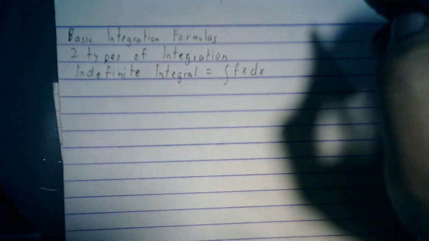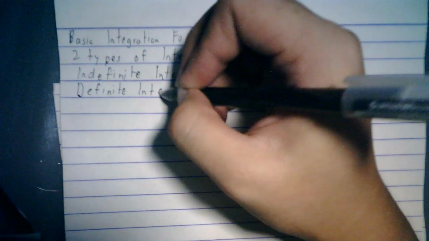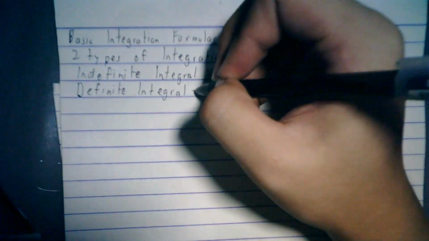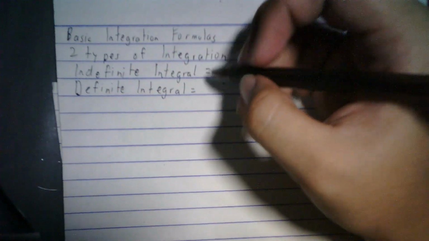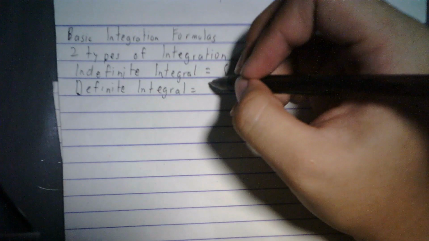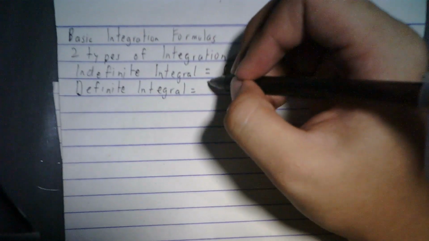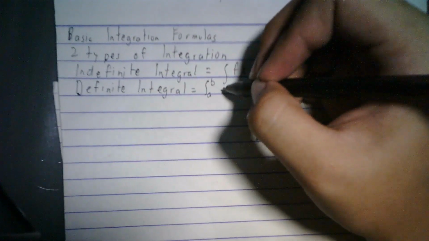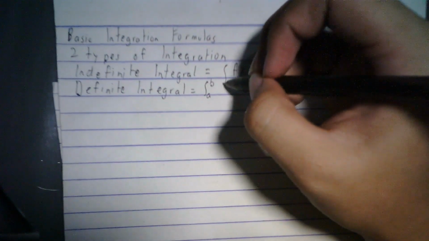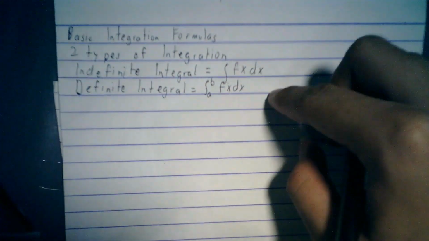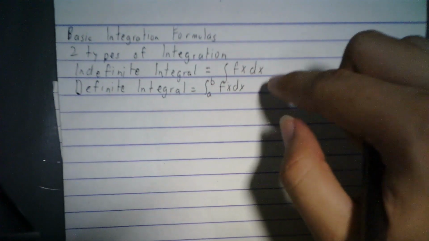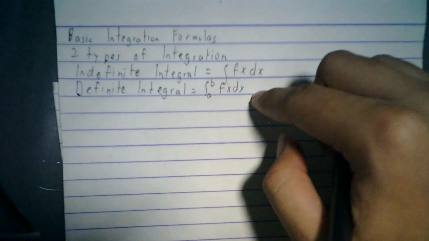And another type of integration is definite integral. Definite integral could be determined by having a limit which can be indicated by the limits from a to b, the integral of f of x dx.